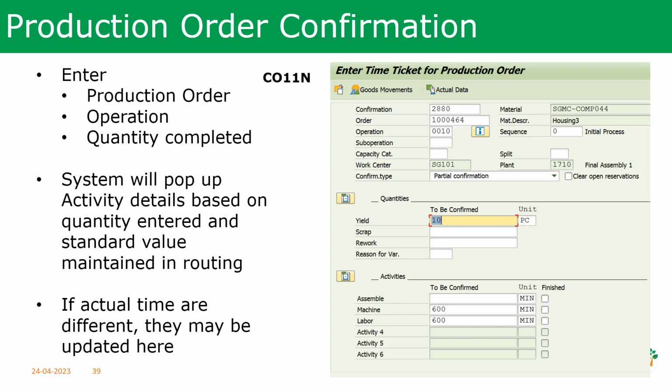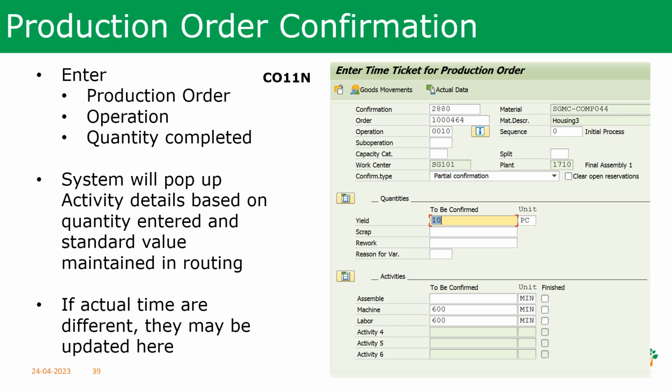So now we have to start the production, right? The first operation is getting completed, so we have to confirm that particular operation. Production order confirmation is done through transaction CO11N. So capture the production order respective operation number and how much quantity is completed. Here the system will pop up the activity types like how much time was spent as per the standard routing. If you want to capture actual timings, we can update them.